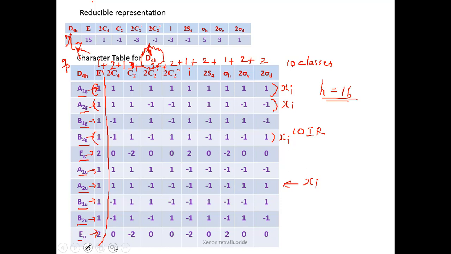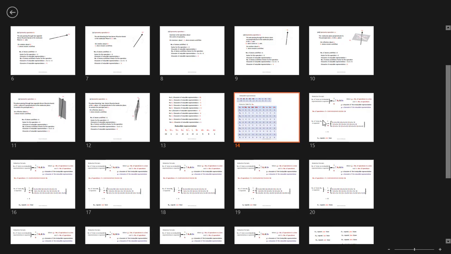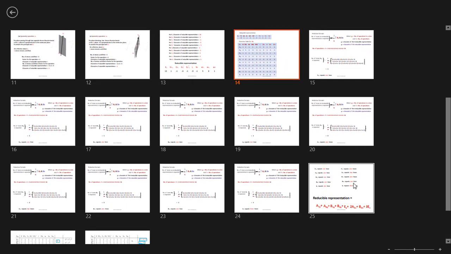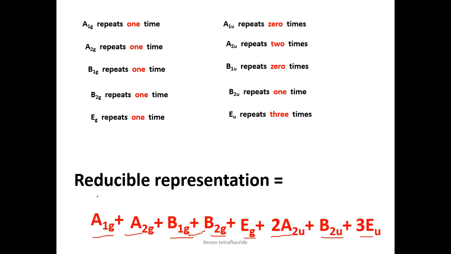Using this, write the representation. A1G dimension is 1, A2G 1, B1G 1, B2G 1, EG is 2, 2A2U is 2 into 1, B2U is 1 and 3EU is 3 into 2 because the dimension for EU is 2. Now adding all these quantities you get, this is 4 plus 4 is 8, plus 1 is 9, plus 6 equal to 15.